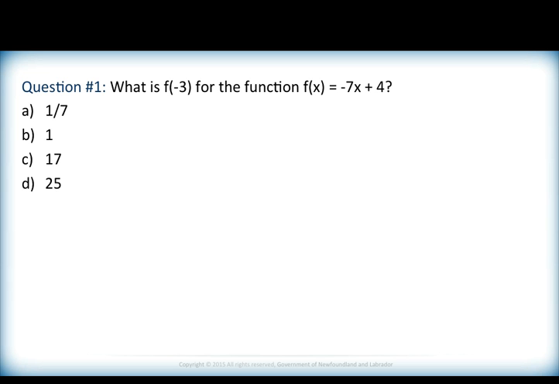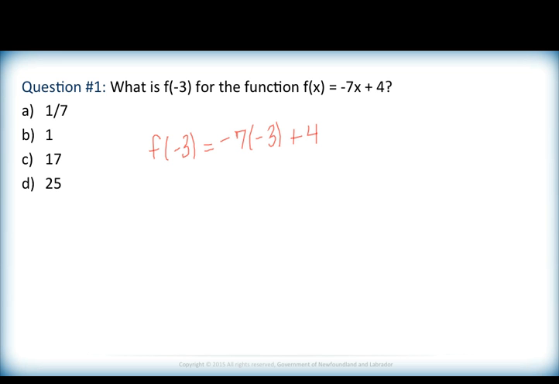So in function notation, we have a function that needs to be evaluated for negative 3. Negative 3 is in the place of our x value. So what we have to do here is substitute negative 3 in for every x variable of our equation. In our case, we only have one x. So we'll just put negative 3 in for the x and solve the expression on the right-hand side.